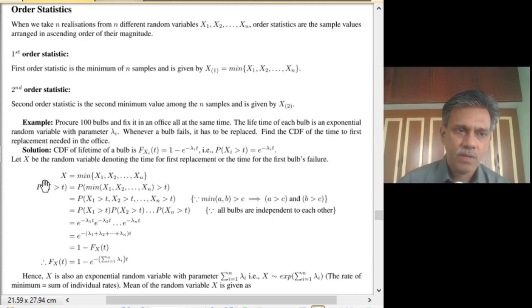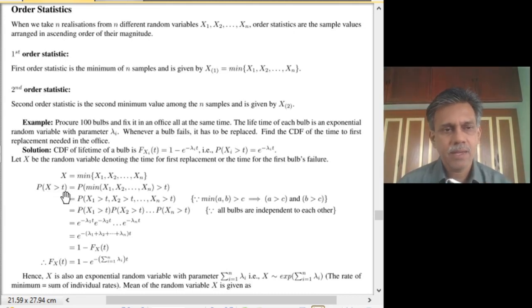Its CCDF, by definition, the probability that x is greater than t, is equivalent to the probability that the minimum of x1 to xn is greater than t, because x by definition is the minimum of x1 to xn. If you look at this statement, the minimum of the n realizations of the n random variables has to be greater than t, which means that each and every realization x1, x2, x3 and so on, all of them have to be greater than t.